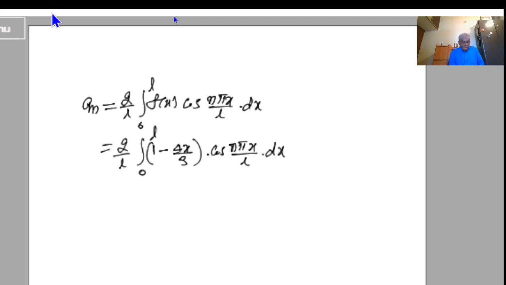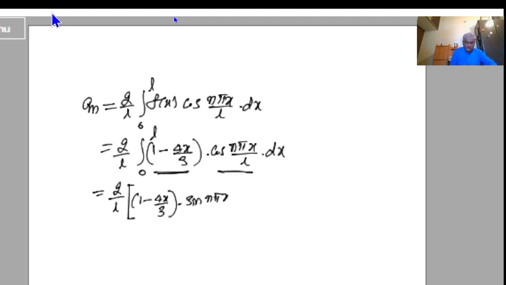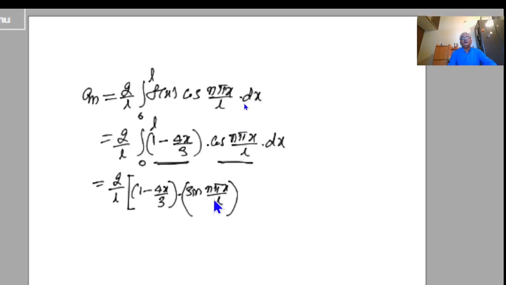dx. This is equal to, I will integrate this 2 by L into, taking this as the first function, this as the second function. So 1 minus 4x by 3 as it is. Integration of cos is sine, that is sine of n pi x by L divided by n pi by L. We have to write the coefficient of x in the denominator. Coefficient of x is n pi by L, so divided by n pi by L, or into L by n pi. Okay.